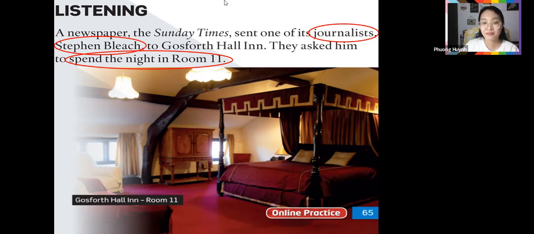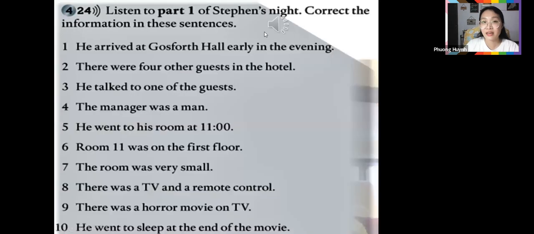All right. So the journalist will spend one night in room 11 alone, just only him. And then they are going to ask him some questions. Sau khi anh ấy ở trong cái hotel đó trong vòng một đêm ở room 11, người ta sẽ phỏng vấn anh ấy ha. Rồi trước khi phỏng vấn thì anh ấy sẽ kể lại cái cảm nhận của mình từ lần đầu tiên khi bước vào cái room 11.